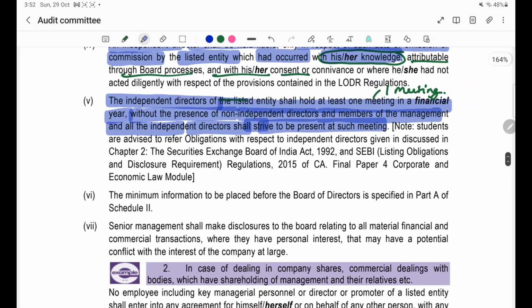See, this is also given here, that reference is given to paper 4 of CA Final, chapter SEBI, that is Securities Exchange Board of India.